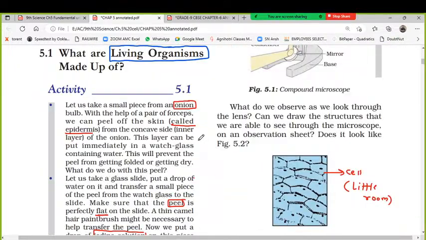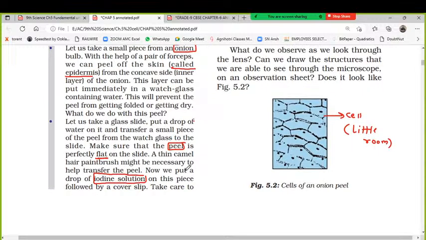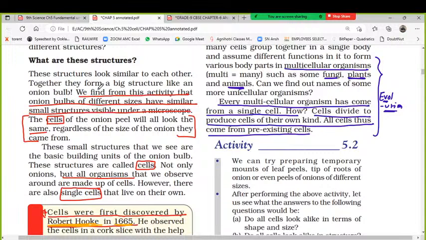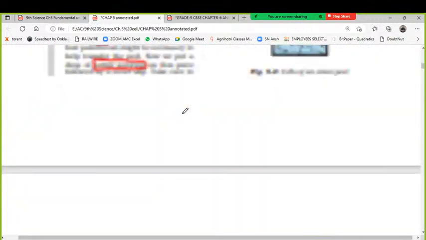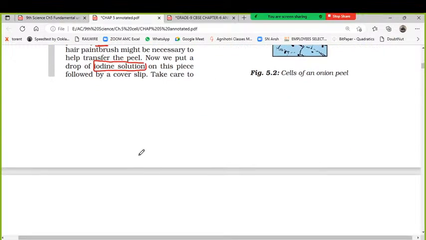And there is one experiment related to the cell that we can go through. Then the question arises: what are these structures? Then we find that onion bulbs of different sizes have similar small structures visible under a microscope. We can use this onion peel experiment to observe the cell.